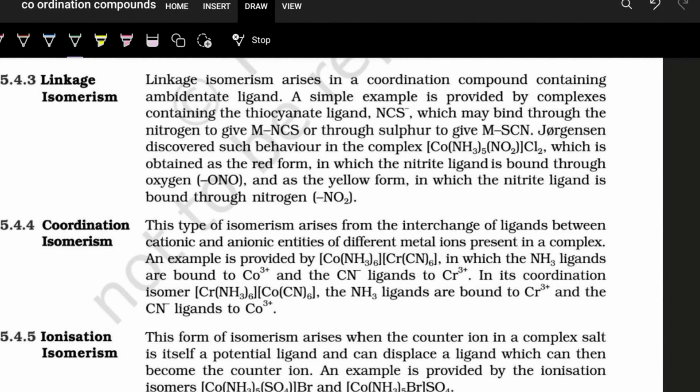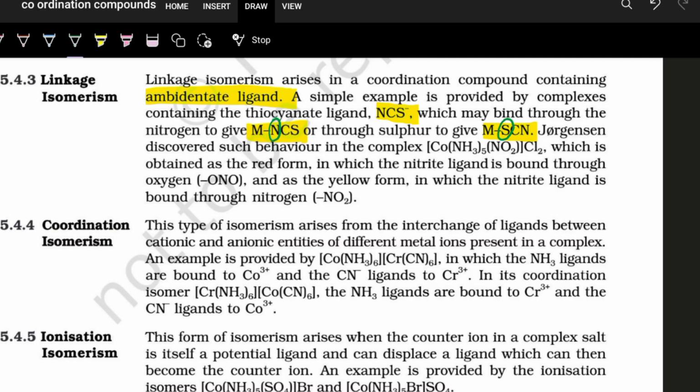Linkage isomer means, I told you, it is specially for those type of compounds having ambidentate ligand with 2 donor sites, like NCS minus. If it is NCS, then it is isothiocyanate and if it is SCN, it is thiocyanate. So here, once N is the donor atom and in the other case, S is the donor atom. So let us see how it is obtained.